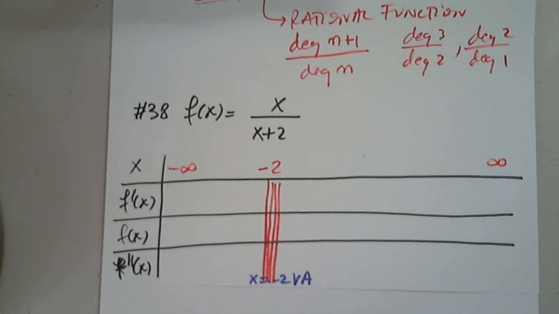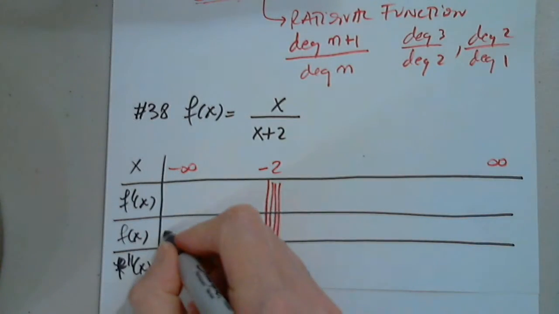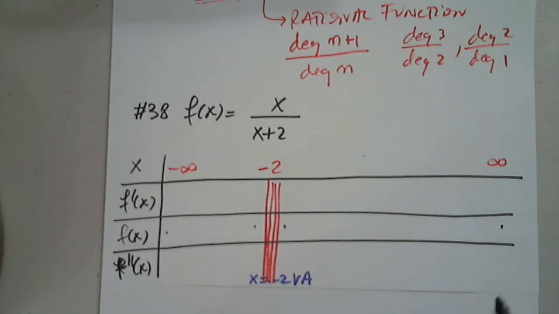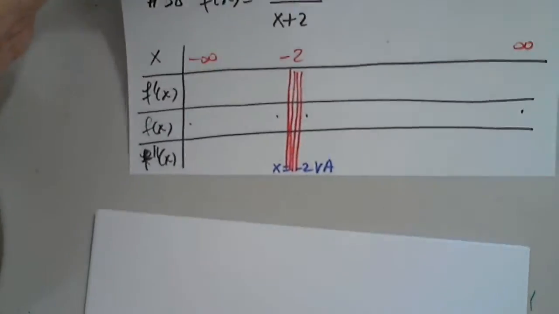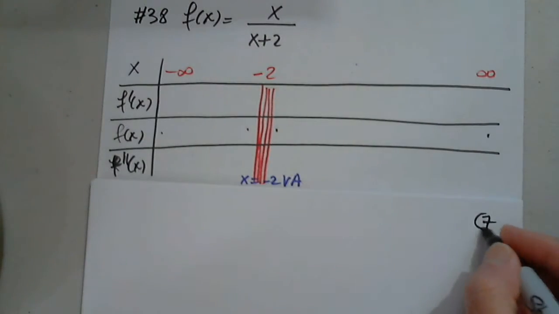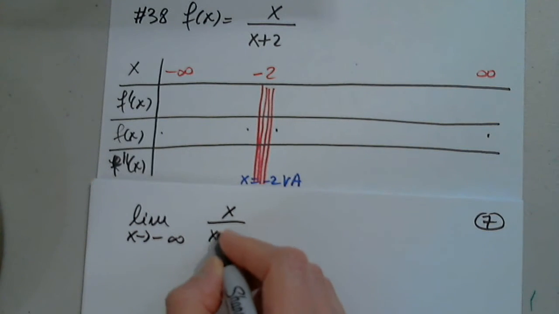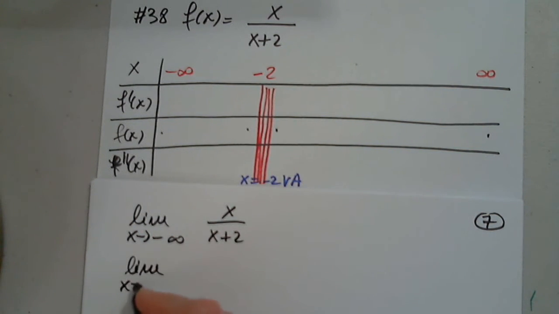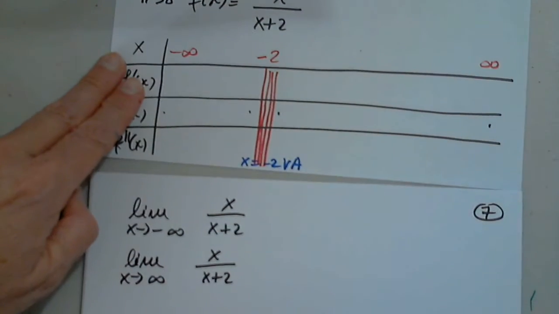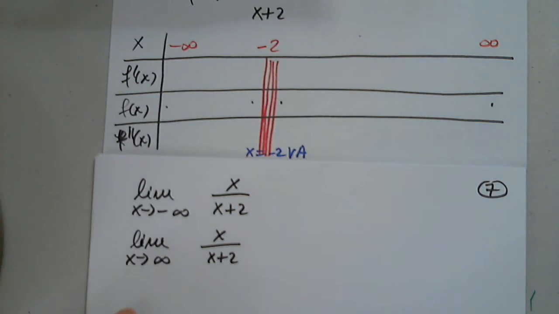Okay, so now I need these limits. I need the x and y intercepts, and then I can start the first derivative. So I'm going to determine these limits first. So on page 7, it's a lot of work with these functions. Limit as x approaches negative infinity of x over x plus 2, and then limit as x approaches infinity of x over x plus 2. How do we start this limit? Like this one as well. What do we have to do first?